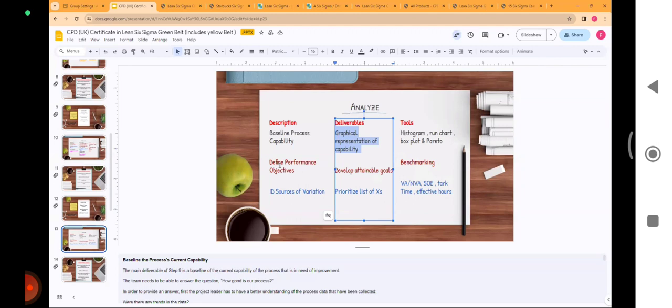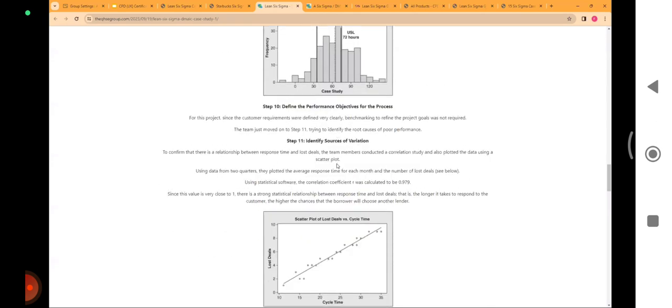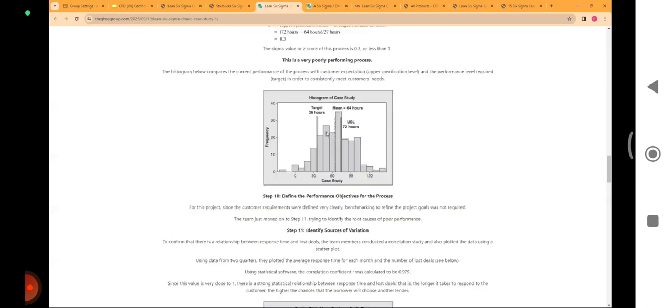And then the second thing now is to say, what exactly are the attainable goals? What would you like to have? Right now, our capability is 0.3. What do we need to have? So for this project, that is the performance objective for this process. Since the customer requirements were defined very clearly, a benchmark was not required, so we are going to use that.